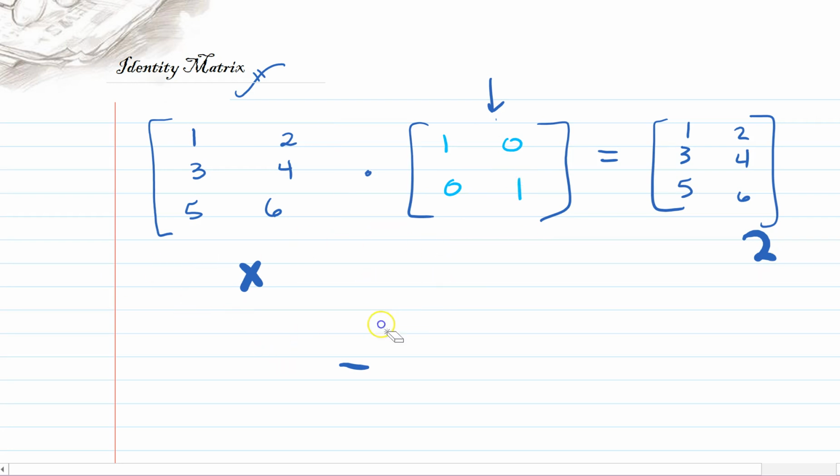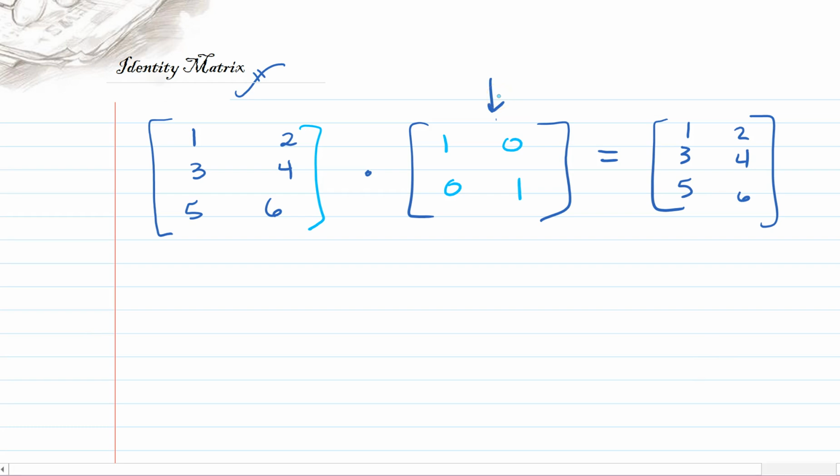So let me show you really quick that it is. So 1 times 1 plus 2 times 0 is indeed 1, correct? And 3 times 1 plus 4 times 0 is 3. 5 times 1 plus 6 times 0 is 5. And I could finish it up, but see, what happens is I get this. This is my identity matrix.